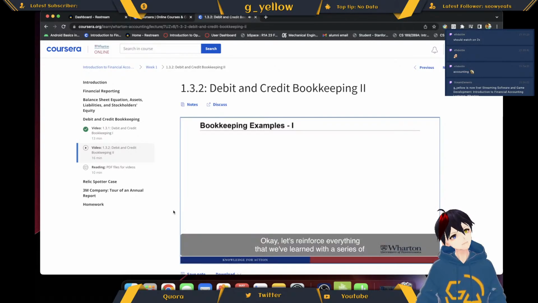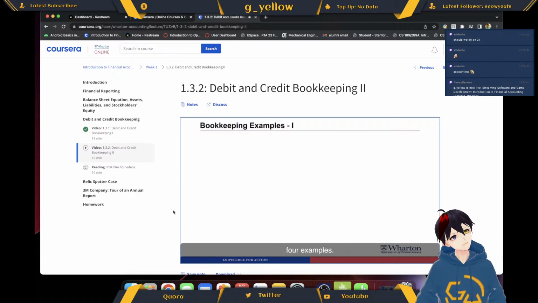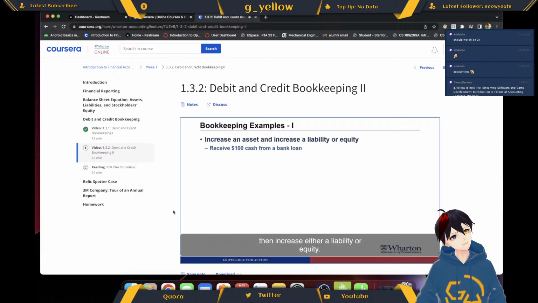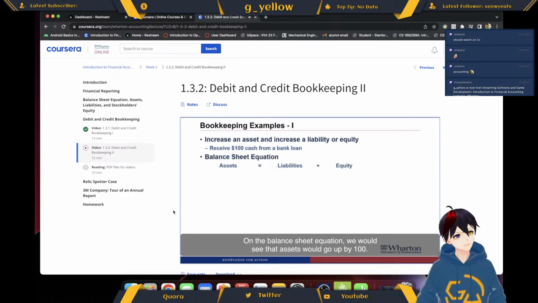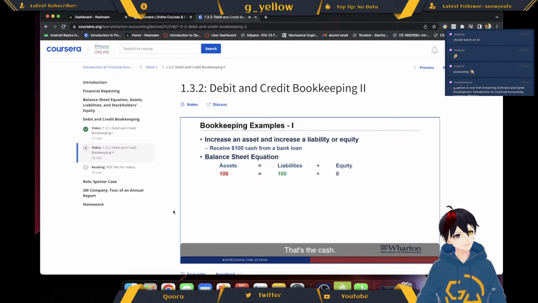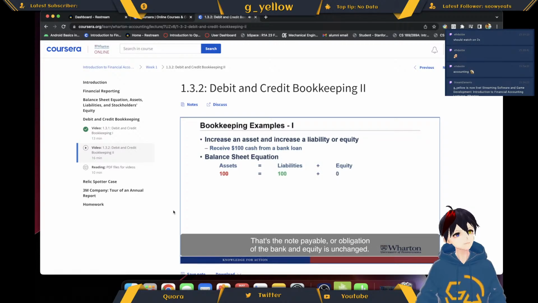Okay, let's reinforce everything that we've learned with a series of 4 examples. In the first example, we're going to increase an asset and then increase either a liability or equity. In this case, we receive $100 cash from a bank loan. The accounts involved are cash and notes payable, both of which increase by $100. On the balance sheet equation, we would see that assets would go up by 100, that's the cash. Liabilities would go up by 100, that's the note payable or obligation to the bank, and equity is unchanged.